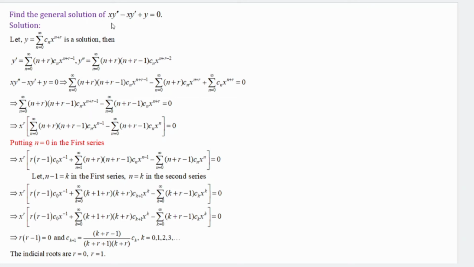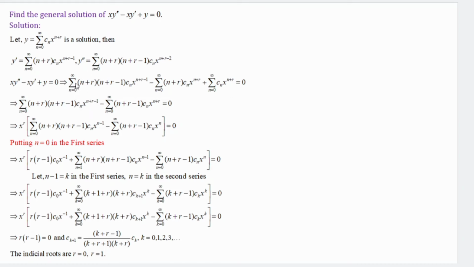So as our given equation is second order, we find two times derivative. So y prime equals summation of n plus r cn x power n plus r minus 1. Y double prime equals summation of n equal to 0 to infinity n plus r minus 1 cn x power n plus r minus 2. So you put y prime, y double prime in the given differential equation.